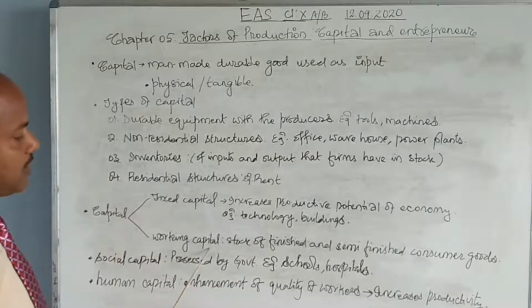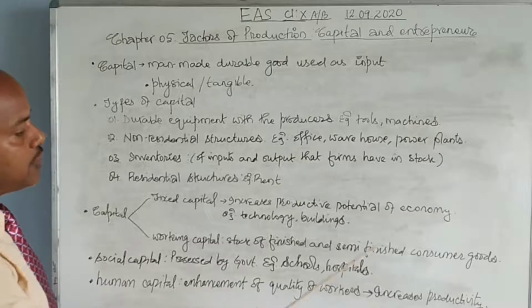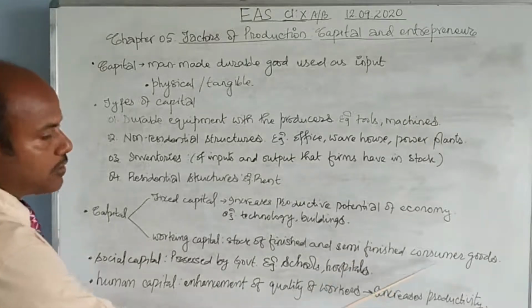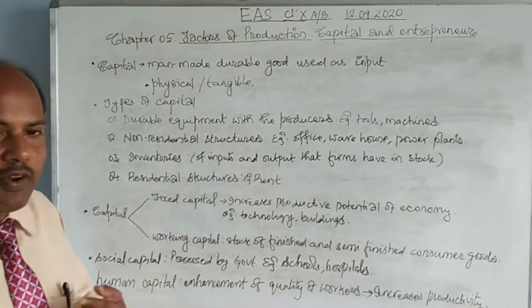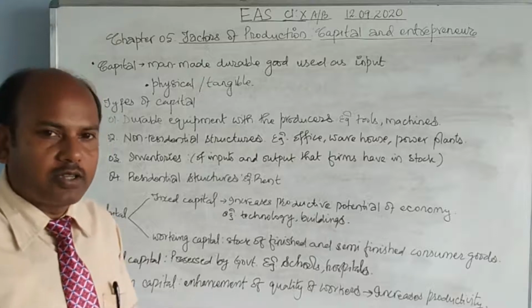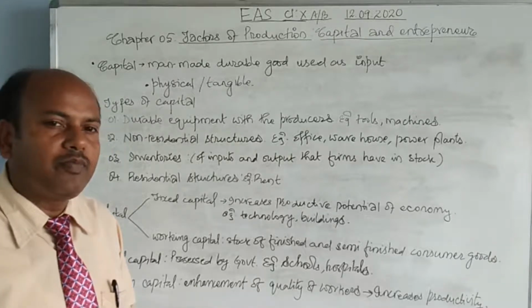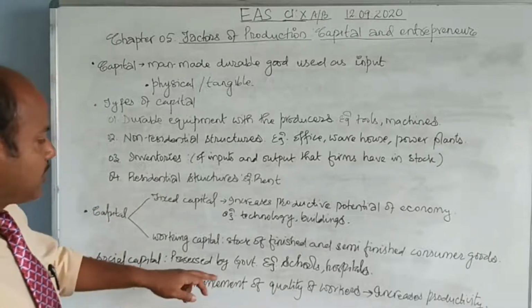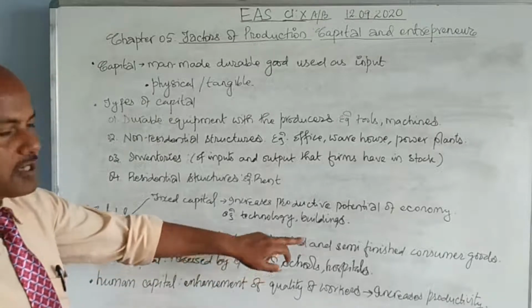Next is working capital. Working capital refers to the stock of finished and semi-finished consumer goods. These are consumer goods, meaning they are for us, not for the workers, not for the people working there in the factory. So it is either a stock of finished or semi-finished goods.